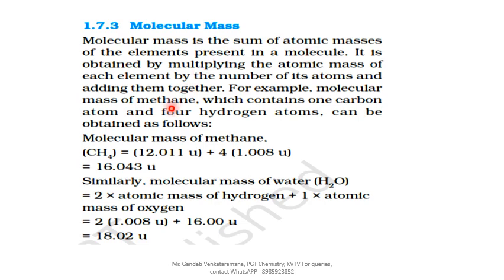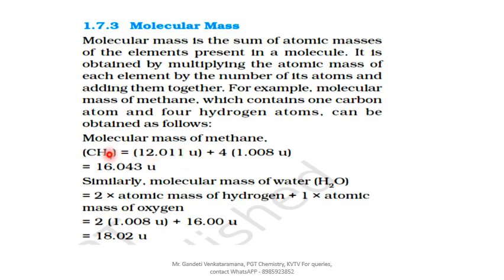Directly I'm going to an example. Just see here: CH4, methane. It is a molecule. So how to calculate the molecular mass of methane? When we want to calculate the molecular mass of CH4, how many kinds of atoms are present? Carbon and second one hydrogen. So what is the atomic mass of carbon? 12. You need not think about the 0.011, it is insignificant. So you can take directly 12.